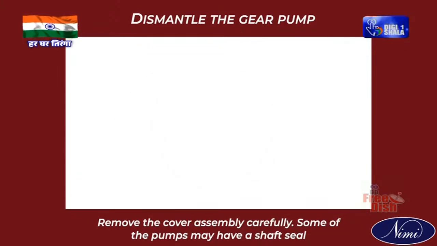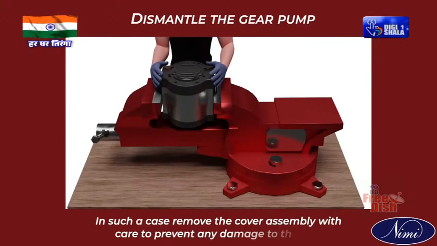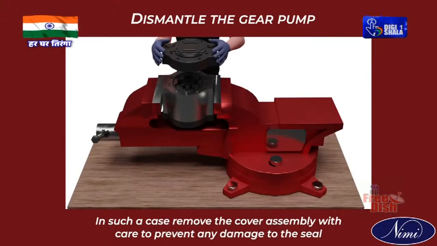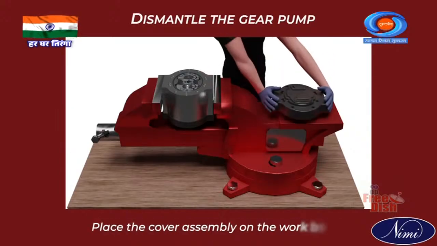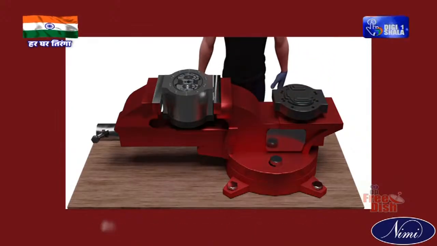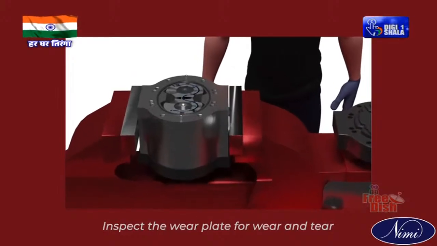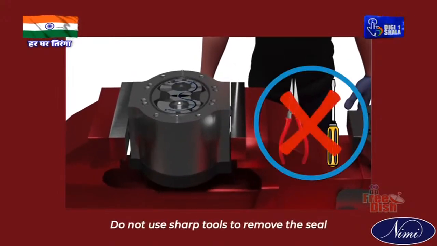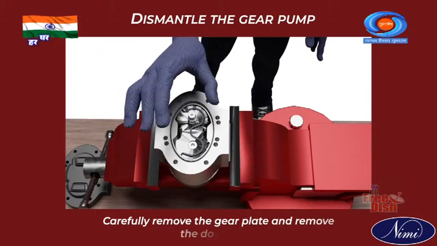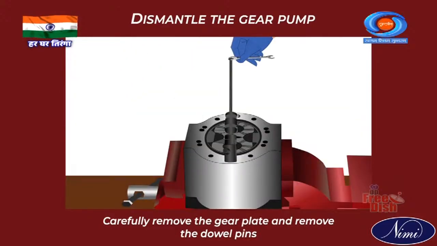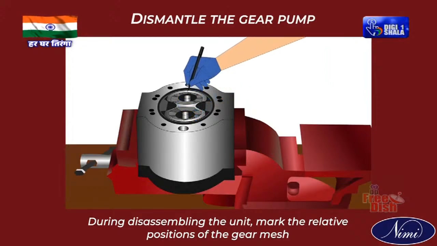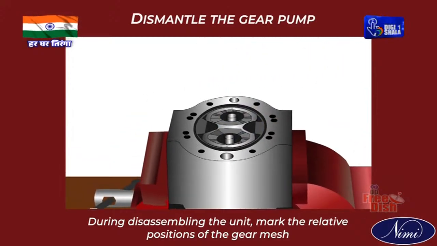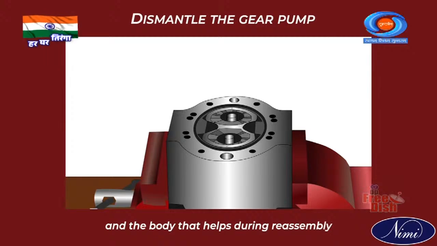Some of the pumps may have a shaft seal. In such a case, remove the cover assembly with care to prevent any damage to the seal. Place the cover assembly on the workbench. Inspect the wear plate for wear and tear. Do not use sharp tools to remove the seal. Carefully remove the gear plate and remove the dowel pins. While disassembling the unit, mark the relative positions of the gear mesh and the body, which helps during reassembly.